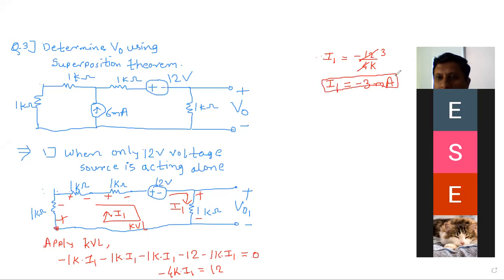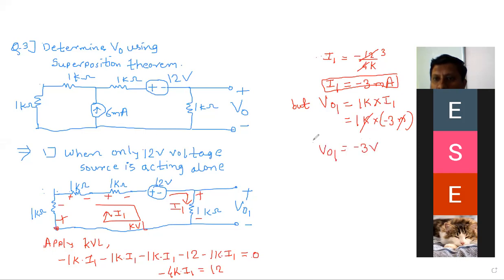So this will be your answer of I1, but we want V0, V01. So V01 is equal to 1k into I1. So 1k into minus 3 milli. So milli and k will get cancelled. k means 10 raised to 3. Milli means 10 raised to minus 3. That will get cancelled. So 1 into minus 3 is minus 3 volt. So that will be the answer of V01.